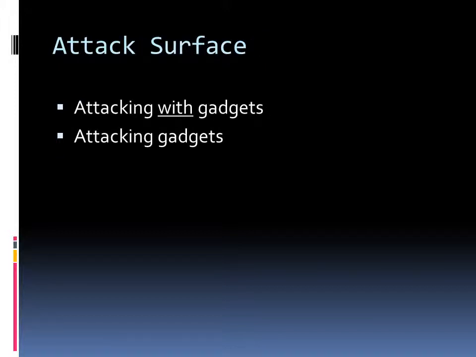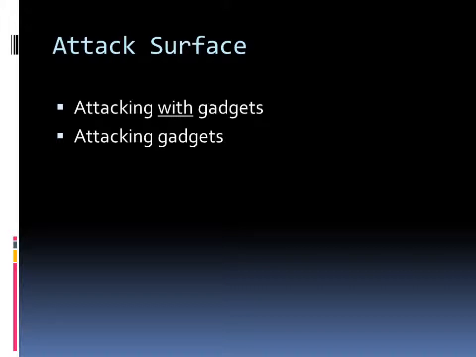There are really two ways to attack using gadgets. One, attacking with gadgets, and two, attacking gadgets. Attacking with gadgets involves the user downloading and installing your gadget onto the target machine. This works the same way as many other pieces of malicious software. This is made simpler by the fact that people often do not think of gadgets as malicious or dangerous, and they often do not give a second thought when installing these pieces of software.